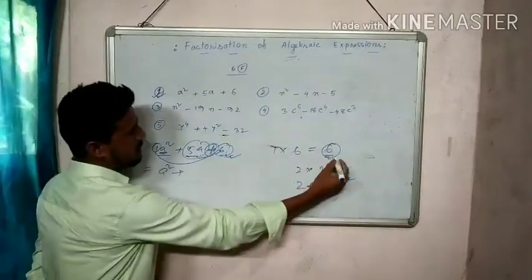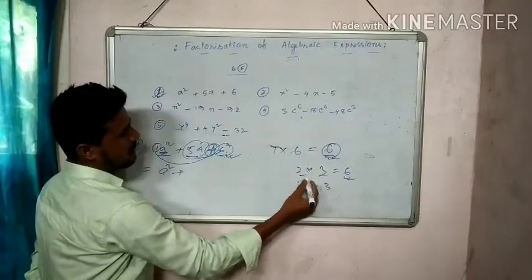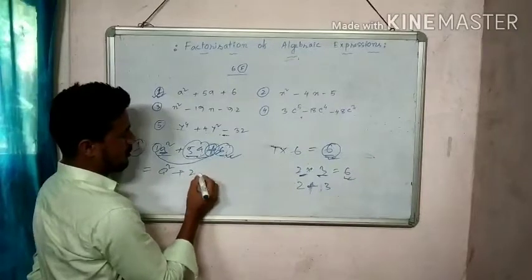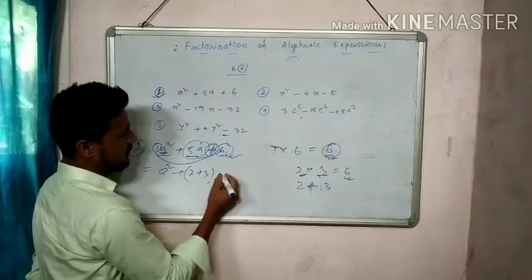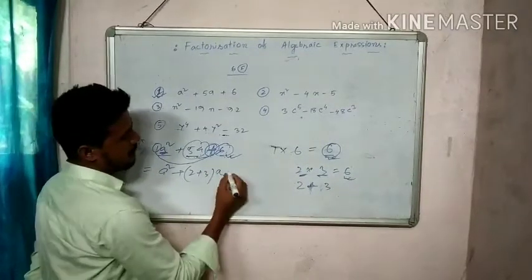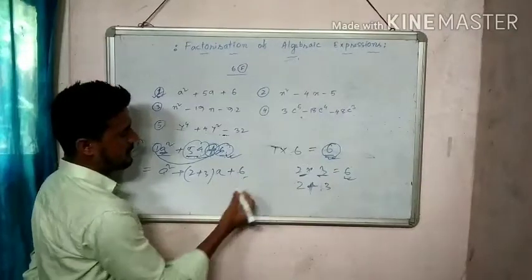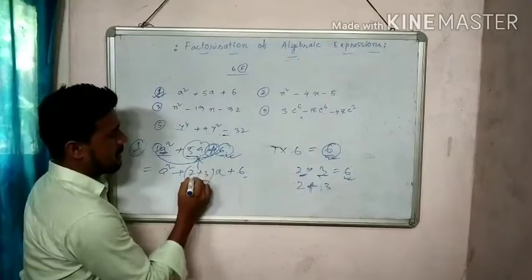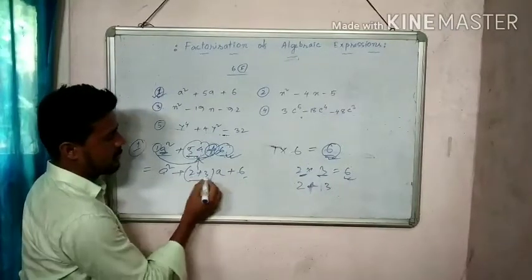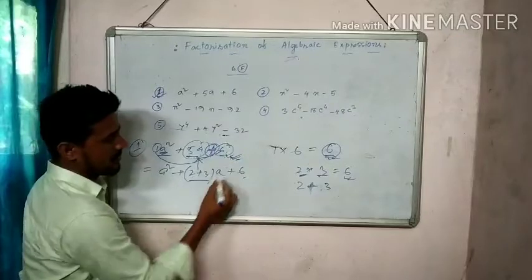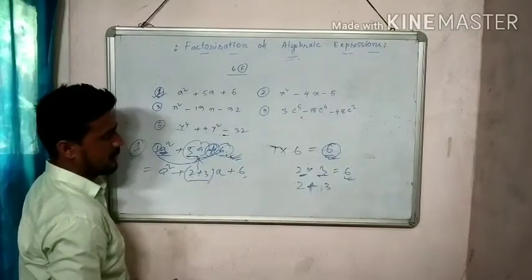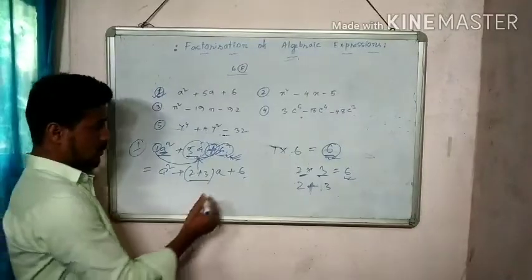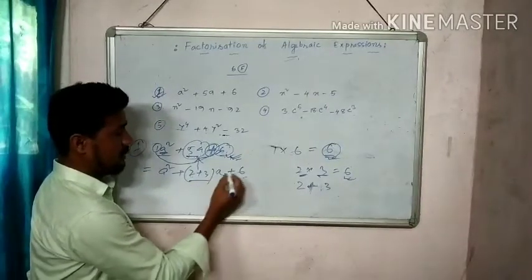So the factors of the constant term are 2 and 3. Doing the addition, 2 plus 3 is equal to 5. So the term 5a you can write as 2 plus 3 times a, as a factor of the constant term. So it becomes a square plus 2 plus 3 a plus 6.